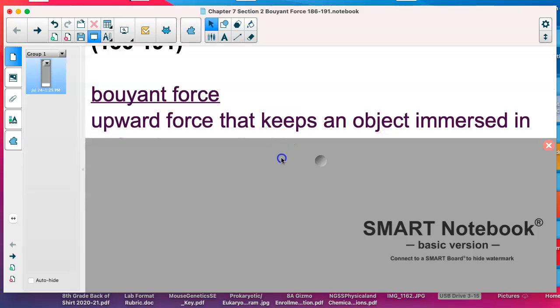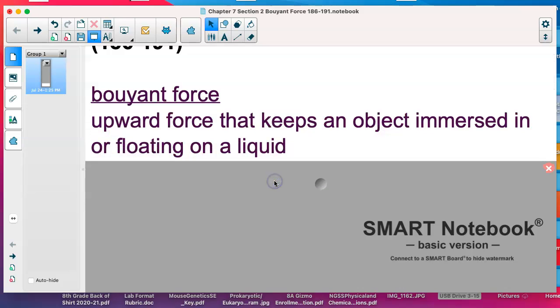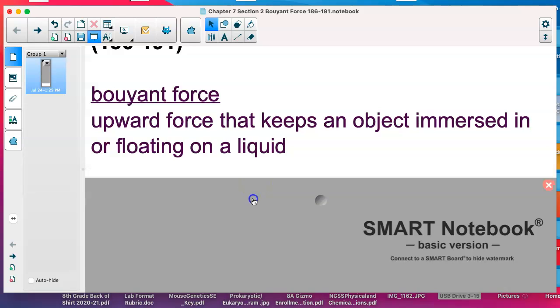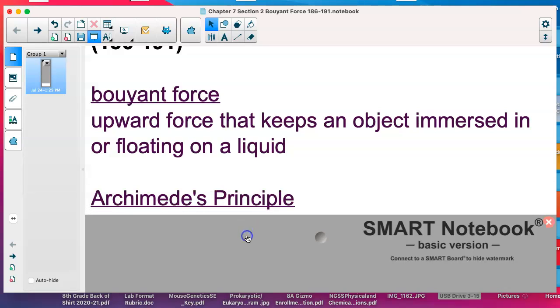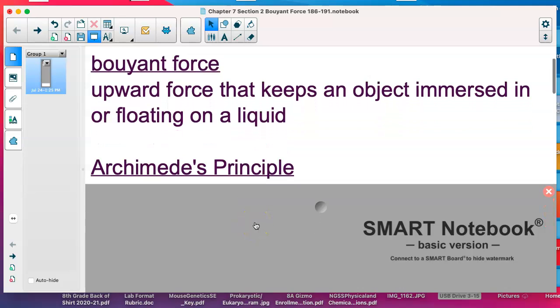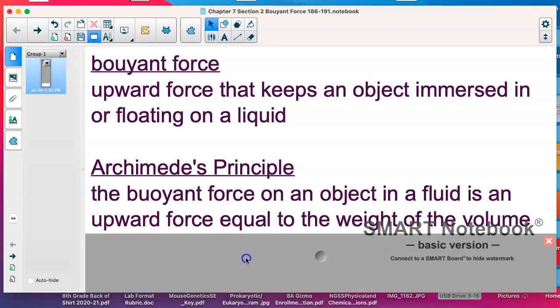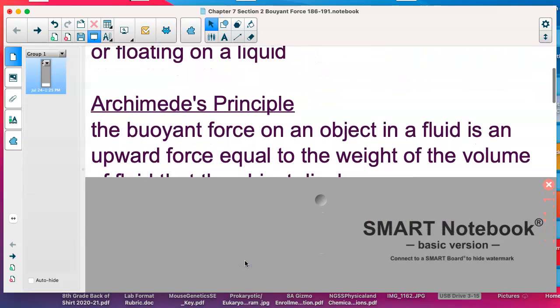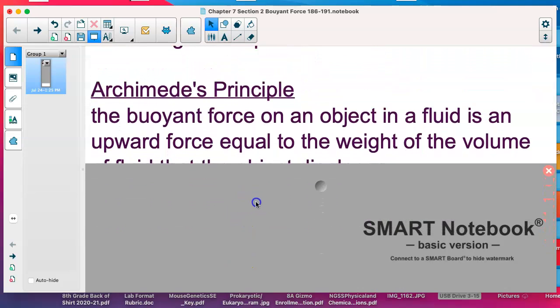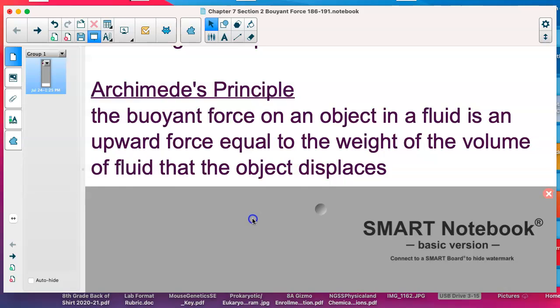So buoyant force is the upward force that keeps an object immersed in or floating on a liquid. So if something is buoyant, it tends to be able to float. So Archimedes was a guy who kind of messed around with buoyancy and fluids and tried to do experiments and such. So he said the buoyant force of an object in a fluid is an upward force equal to the weight of the volume of the fluid that the object displaces.